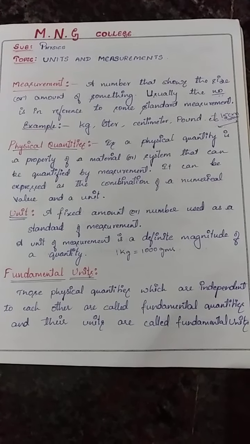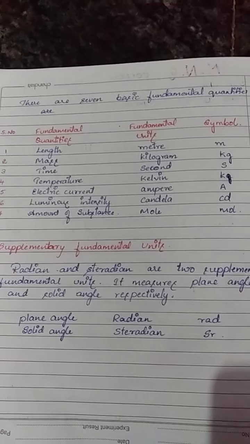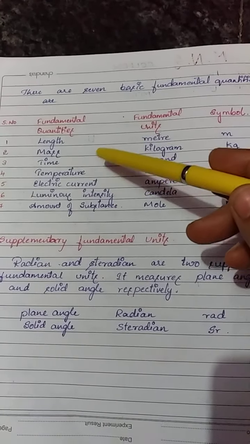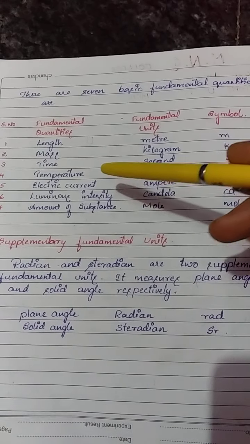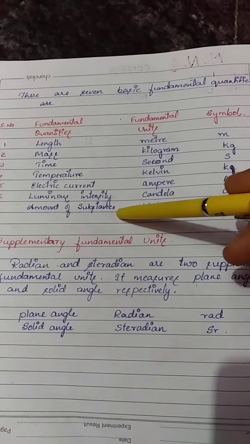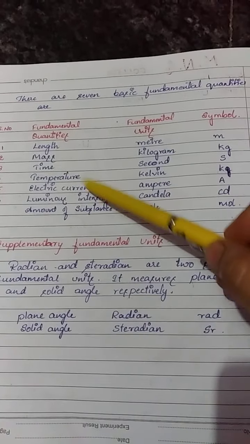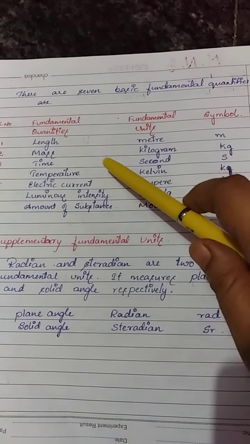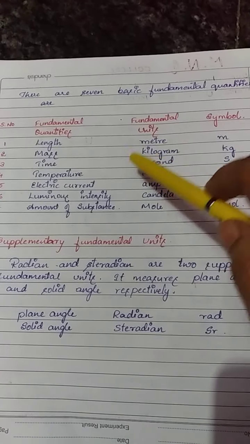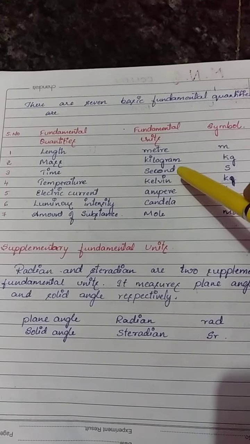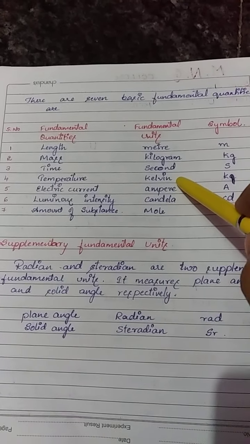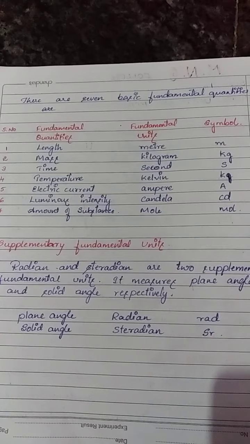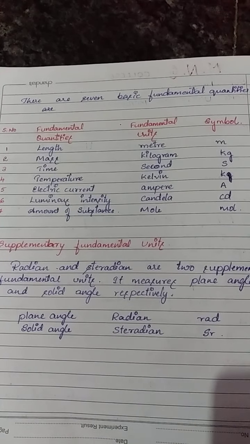There are 7 fundamental units. These are the 7 fundamental quantities: length, mass, time, temperature, electric current, luminous intensity, amount of substance. For these there are units and their symbols. For length, meter; mass, kilogram; time, second; temperature, Kelvin. Generally for temperature we use degree Celsius, which we have to convert into Kelvin by degree Celsius plus 273 Kelvin.